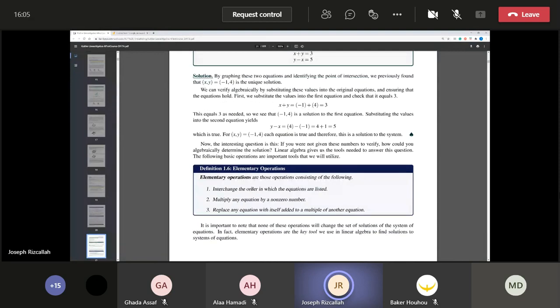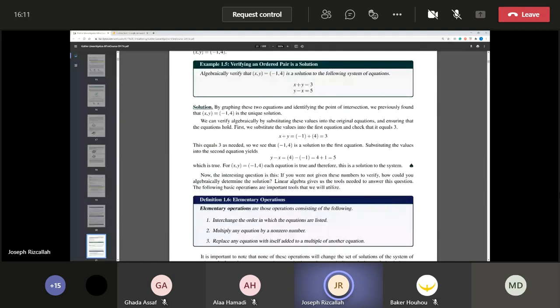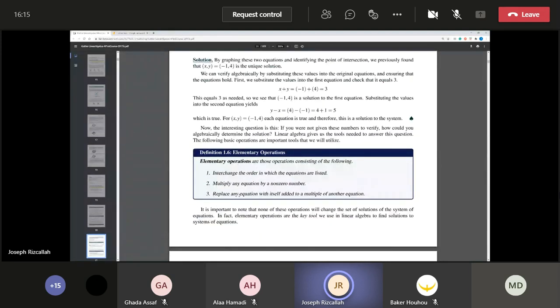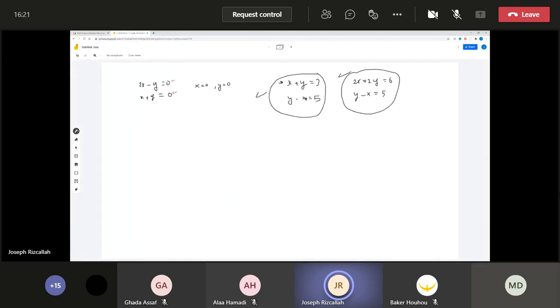And the last operation that I can do is to replace any of the equations by an equation multiplied by a number and added to the second equation. So this means, for example, if I go to this system here, I can do the following. I can keep the first equation as is, the same equation. And I can change the second equation in the following way.